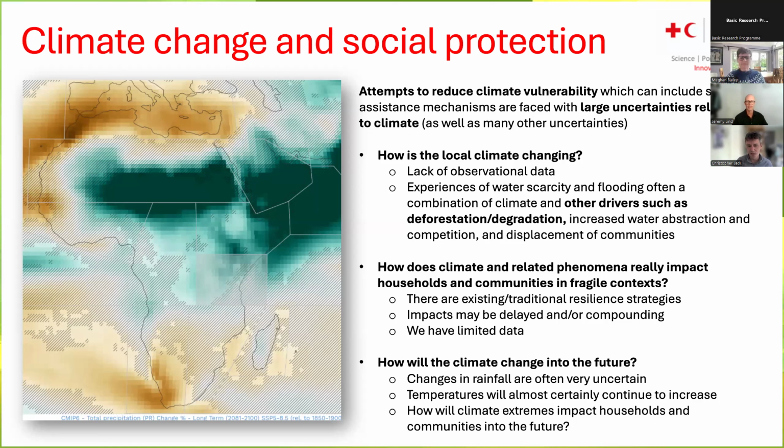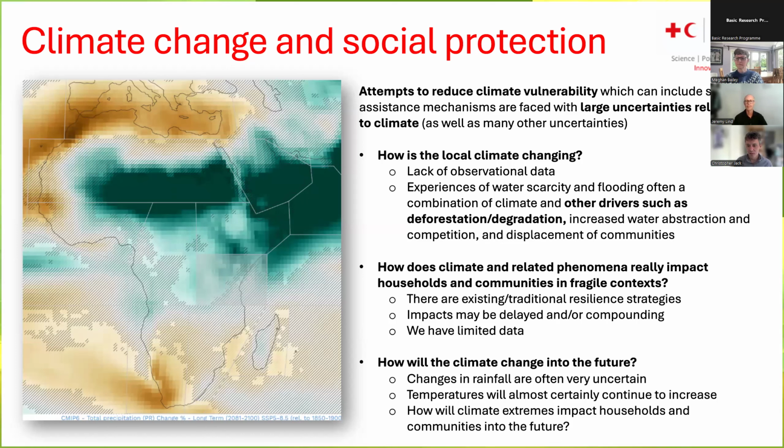And then really getting down to the guts of it, if you like, is how do climate and the related phenomena really impact households and communities in these fragile contexts? We know there are existing and traditional resilience strategies. Many communities have been living in these areas for hundreds of years. They're used to droughts and floods and cycles of those.